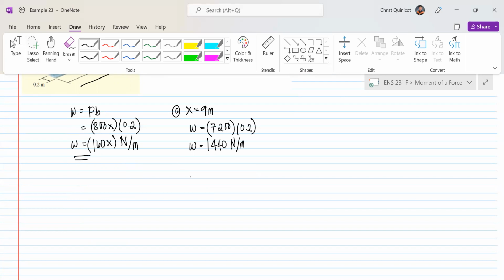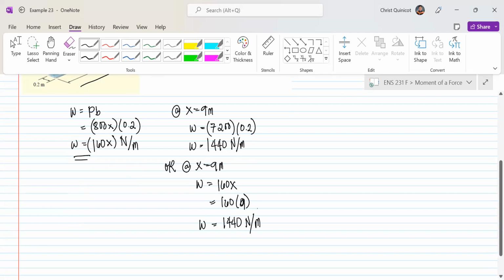Now, if you want, we can also use this equation, W is equal to 160x. At x equal to 9 meters, W is equal to 160x. So if you can observe, this is a linear equation. So W is equal to 160 times 9, because our x is 9. 160 times 9 is still 1,440 Newton per meter.